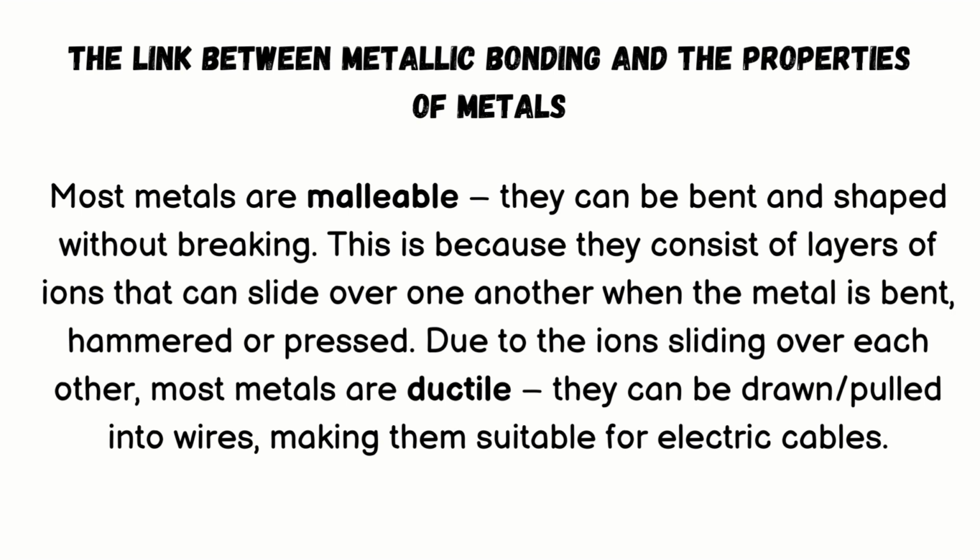The link between metallic bonding and the properties of metals. Most metals are malleable. They can be bent and shaped without breaking. This is because they consist of layers of ions that can slide over one another when the metal is bent, hammered, or pressed. Due to the ions sliding over each other, most metals are ductile. They can be drawn or pulled into wires, making them suitable for electric cables.